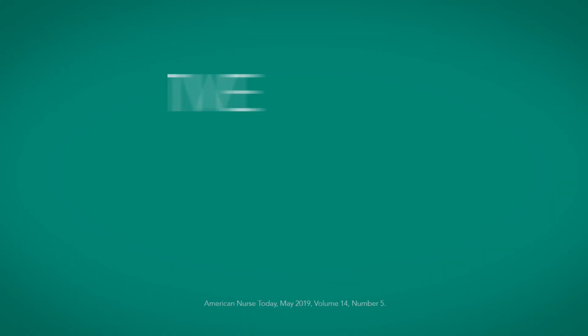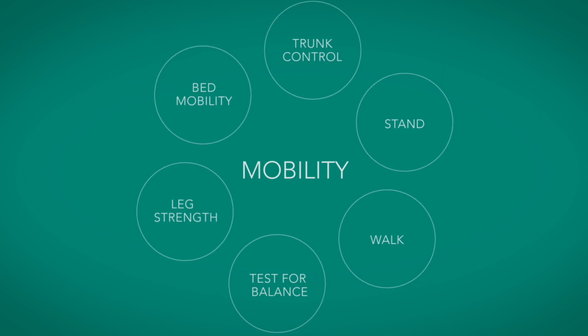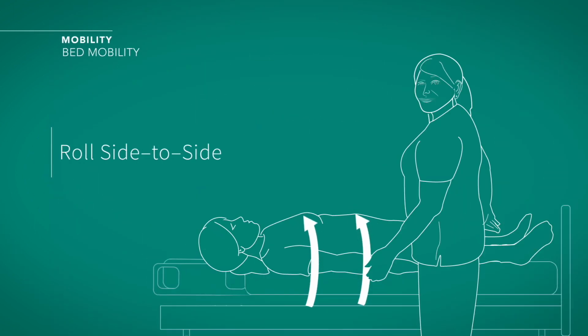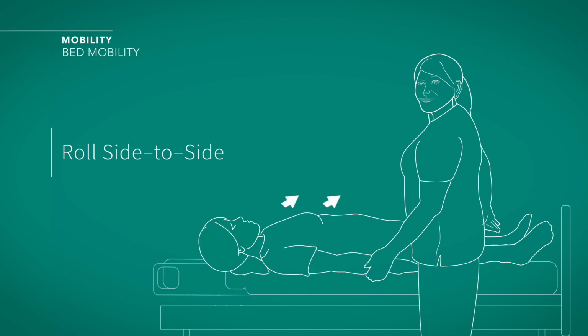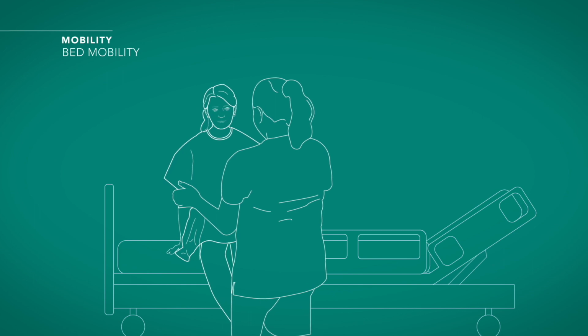Mobility testing is really simple, and for professionals who are licensed, it's really a true assessment of the patient's ability to move. It has 3 elements: cognitive, strength, and balance. It begins with the patient lying supine in bed. First, ask the patient to turn side to side. If the patient turns side to side, they're obviously following directions, and it's telling you that their cognition is intact.